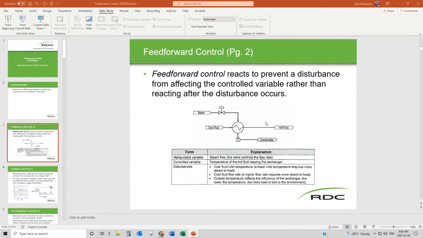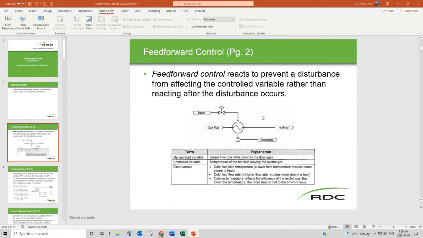We'll talk about detecting a load disturbance on the feed into the exchanger in this diagram, rather than on the manipulated variable in this case. So it's more of a load disturbance reaction than it is a manipulated variable disturbance reaction.